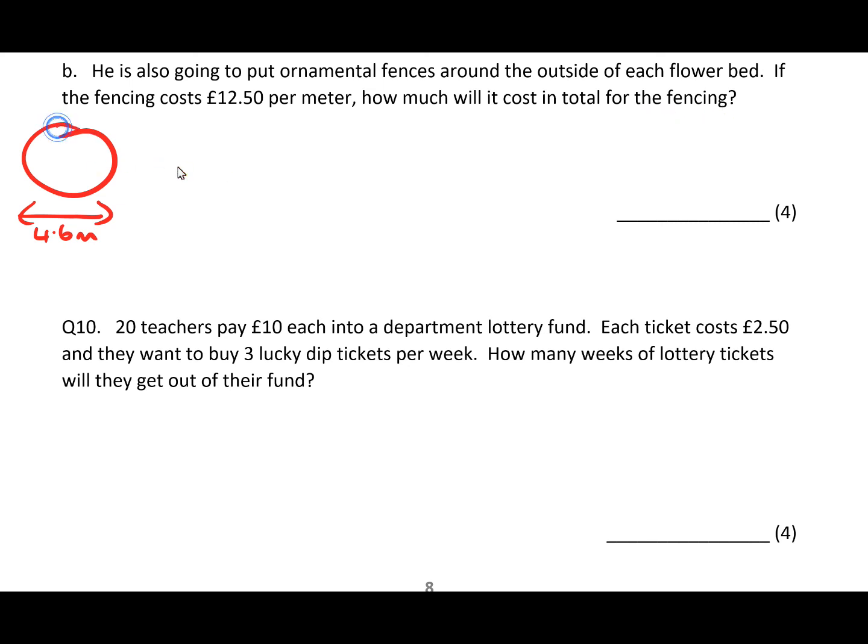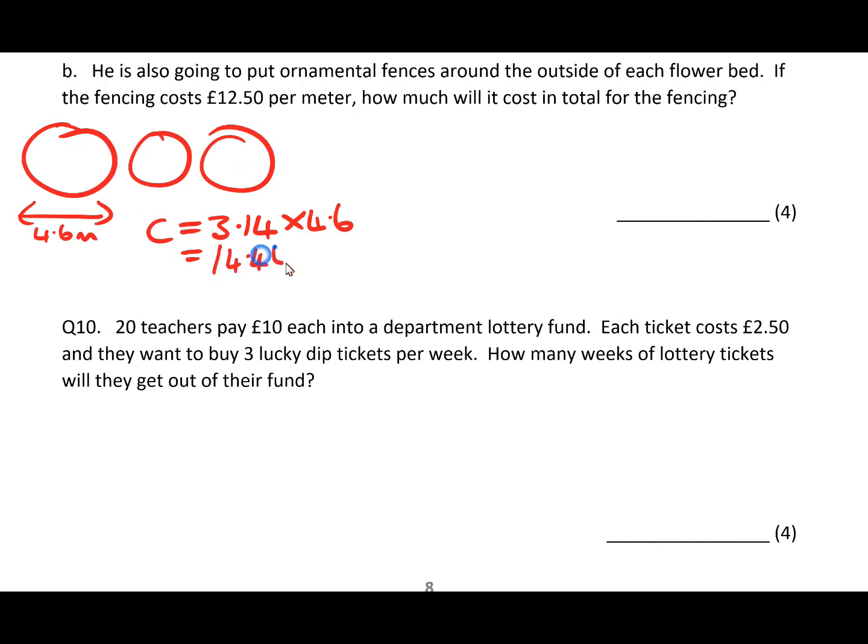So we need to know how many meters of fence we need for each of the 3 flower beds. So the circumference is the distance around the outside, and that's pi times the diameter, which is 4.6 meters. So let's do that, and that will tell us the distance around one of the flower beds. 14.444 meters, and we want enough for 3 flower beds. So let's multiply that by 3 now, and that'll give us how much fencing we need.